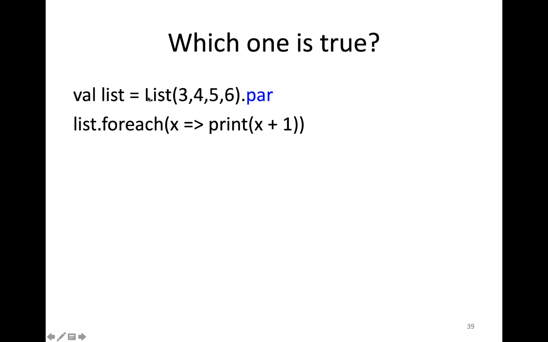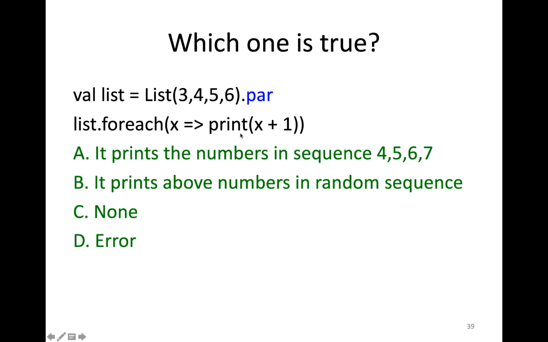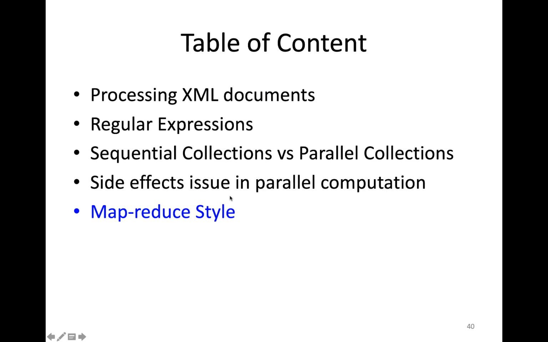One example: list here is a parallel collection, and we are using for each and x is mapped to x plus 1, then that is printed. The question is, what will be the output? Will that be sequential, like 3 maps to 4, 4 maps to 5, and so on, or will it be random? And as we saw before, when we are using a parallel collection, things happen in random order. So B should be the answer.